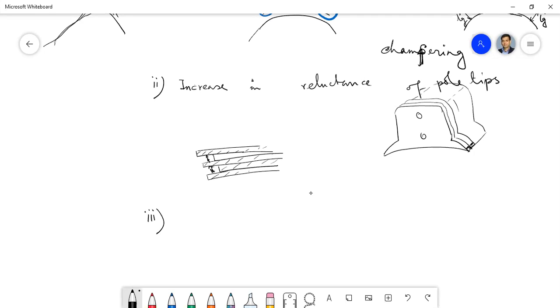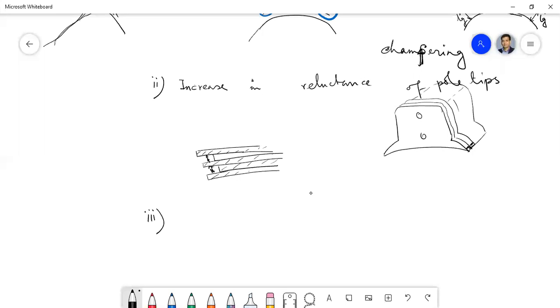So if we use a solid iron pole, then there will be more flux swinging. Flux swinging will be there anyway, but you will get more iron losses due to the flux swinging. If we use a laminated pole shoe, then flux swinging will be there, but due to that flux swinging, the iron losses will be less.